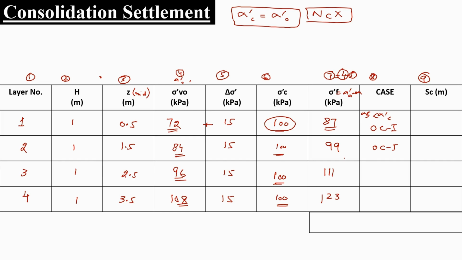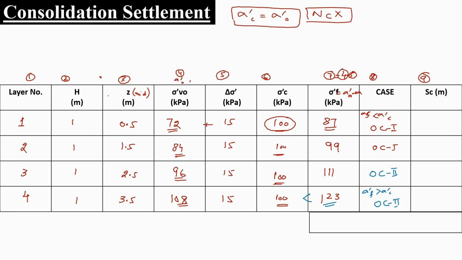Now see, sigma prime F is greater than sigma prime C. So our case will be shifted to OC2. And again, here 123 is sigma prime C is less than sigma prime F. Or simply you can say that sigma prime F is greater than sigma prime C. So the case is OC2. Till this point, the question is difficult, you can say.